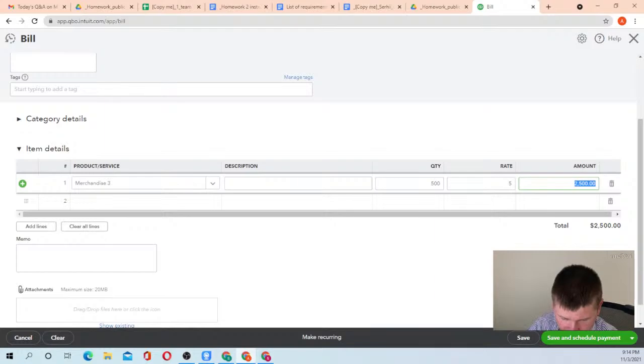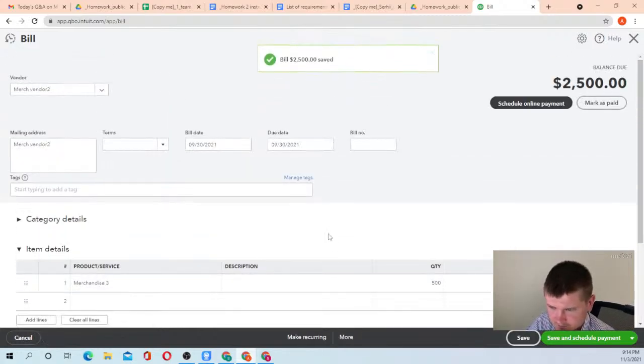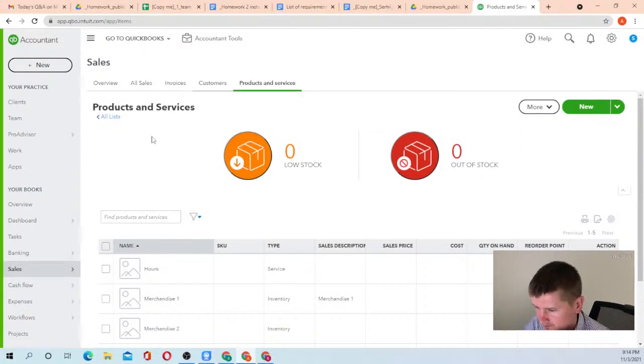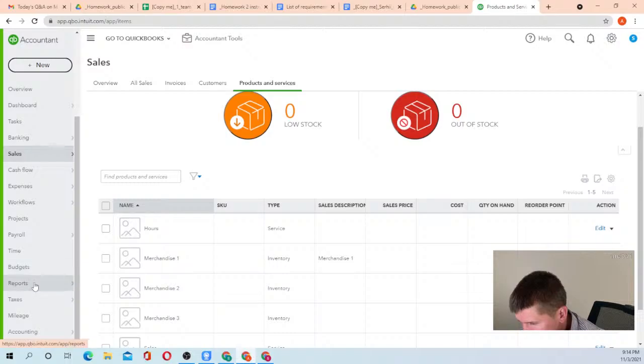And let's just save it. What options do we have here? Save and close, save and new. We do not want to schedule a payment so far. We just save. And let's see how our transactions are reflected in our QuickBooks. Let's go to reports.